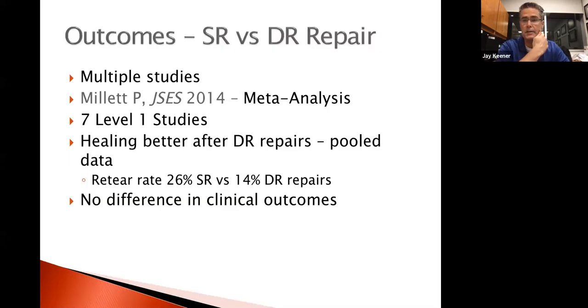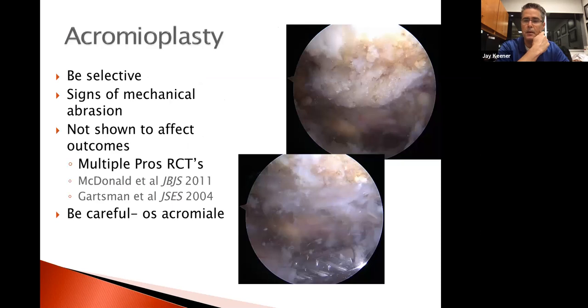There's been a lot of studies looking at single row versus double row repairs, and I could quote a lot of literature. This is one of the better studies, done by Peter Millett, looking at 7 level 1 studies. So these are prospective randomized trials showing almost a double re-tear rate with single row repairs, but no difference in clinical outcomes in these patients.